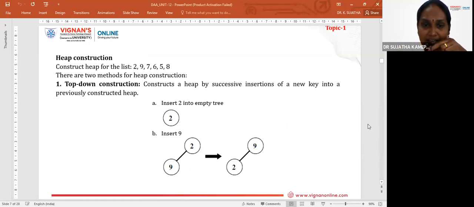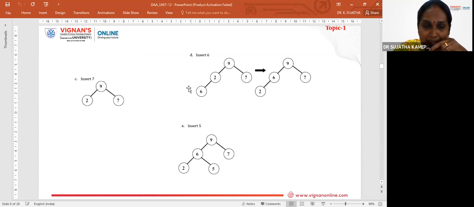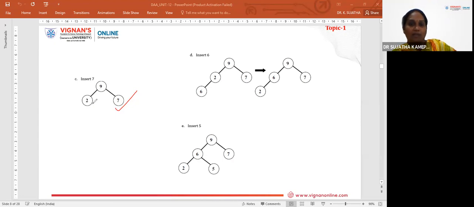Next, I need to add 7, 6, 5, 8. Now, first I am going to insert 7. Already I have 9 too. 7 definitely becomes the right child. First I fill the left child, then the right child should be filled. So here 7 is correctly present, right? It is satisfying the binary tree property as well as the parent dominance property.